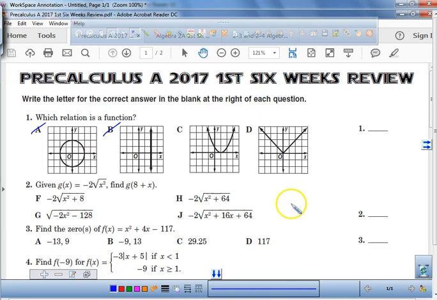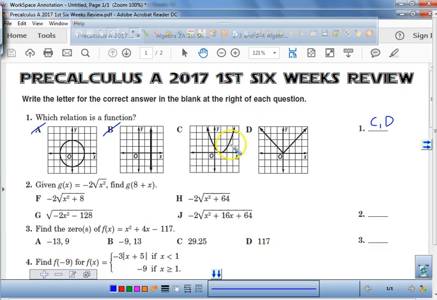So this is kind of confusing right here. Right now, it looks like, does C pass it? Yes. Does D pass it? Yes. Now, this right here is an absolute value function. This is a parabola. So right now, if I was a student, I'd be like, Mr. Damoud, C and D, both of these relations are functions.